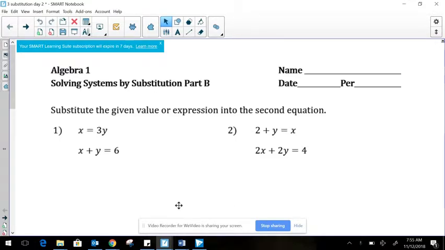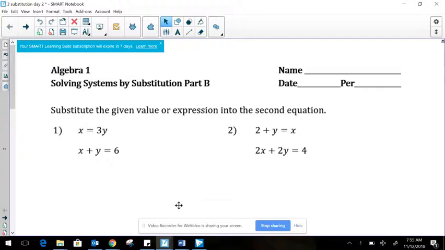Hi there. Today we are going to solve systems by substitution, and this is the second day of it. So we're doing a couple that may be a little more complicated or a little harder of a setup. So we're going to start with number 1 here. We have x equals 3y and x plus y equals 6.